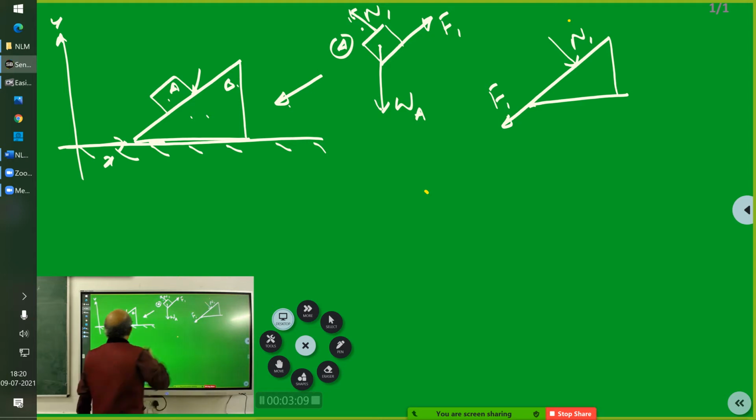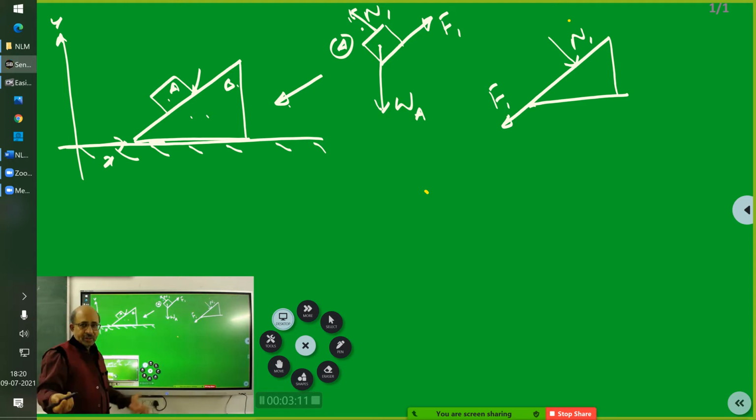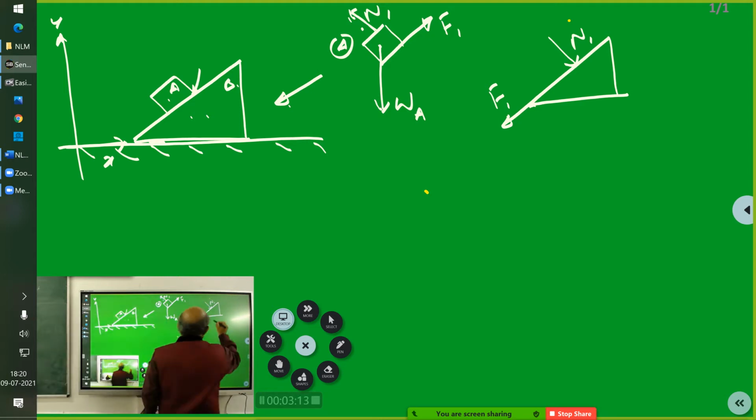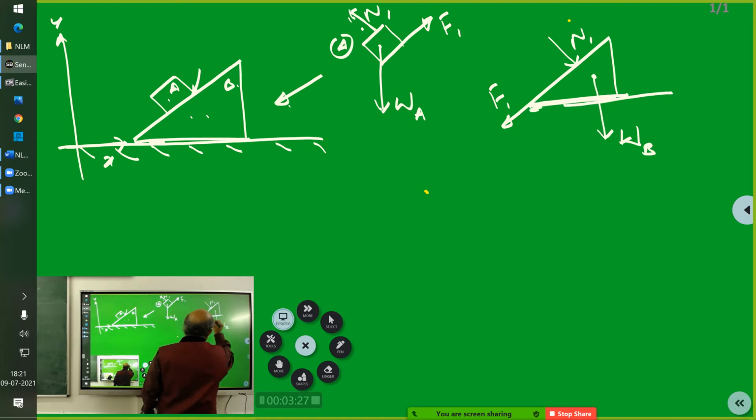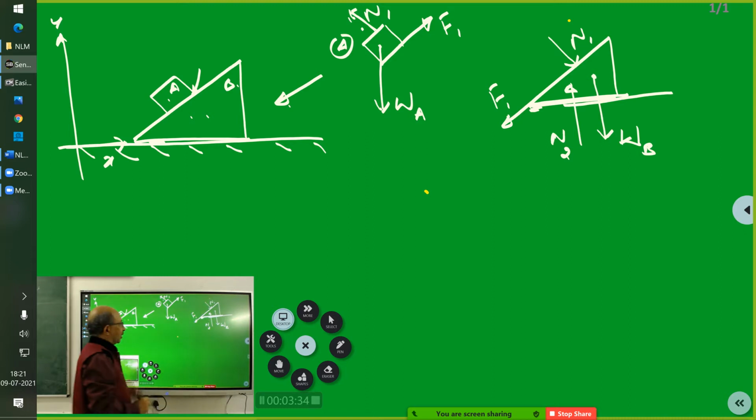B applies force on A, A applies force on B, equal and opposite. Now this wedge itself has weight, which I will write as WB. And because there is contact between this wedge and the ground, there will be a reaction from the ground, which I am writing as N2. So these are the forces on A and B.